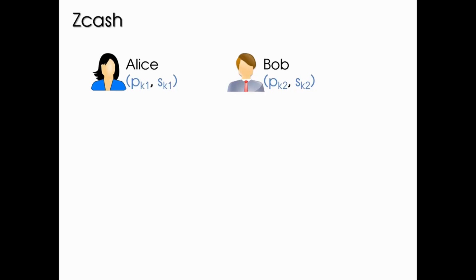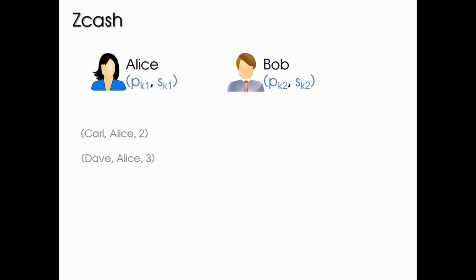Because the zCash system is built on top of Bitcoin, it has all the Bitcoin components. So it has the public key and the secret key that each user has, and they use it to make regular transactions, just like in Bitcoin. So for instance, Carl can give Alice 2 bitcoins and Dave can give Alice 3 bitcoins, and Alice can then take those coins and transfer them.